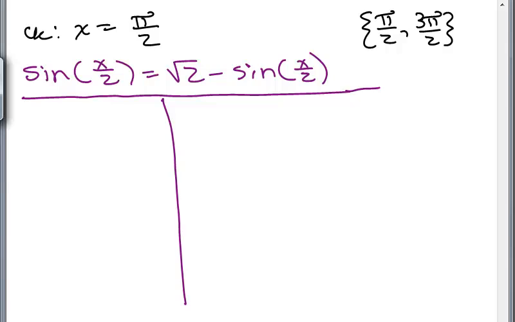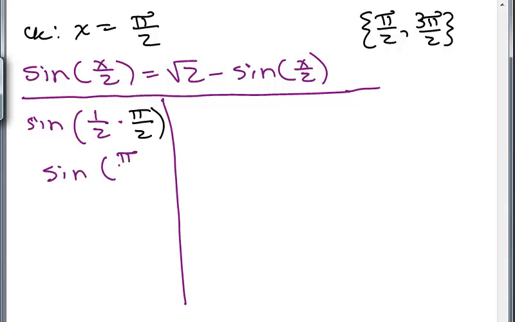Let's go ahead and check pi over 2. So here's the original equation. Now, you could write that as x over 2, but remember, x over 2 is a half times x. So I'm going to write it that way, of half times x. I'm plugging in pi over 2 for x. And then we're just going to simplify this left-hand side. The sine of pi over 4. And the sine of pi over 4 is 1 over square root of 2, or square root of 2 over 2.